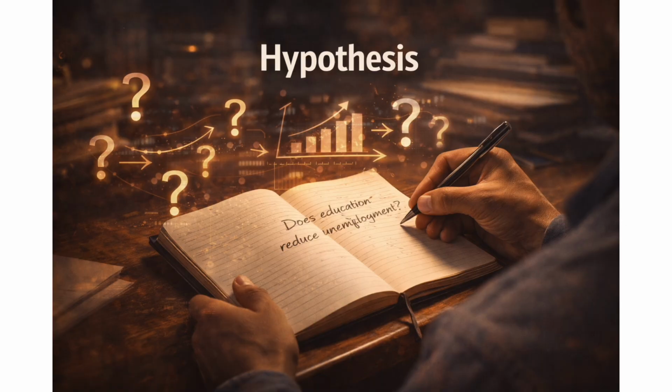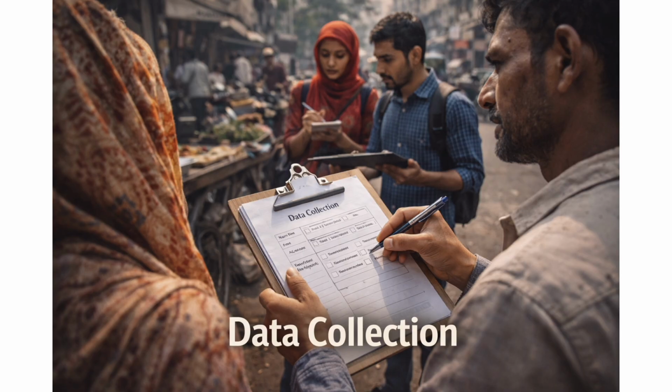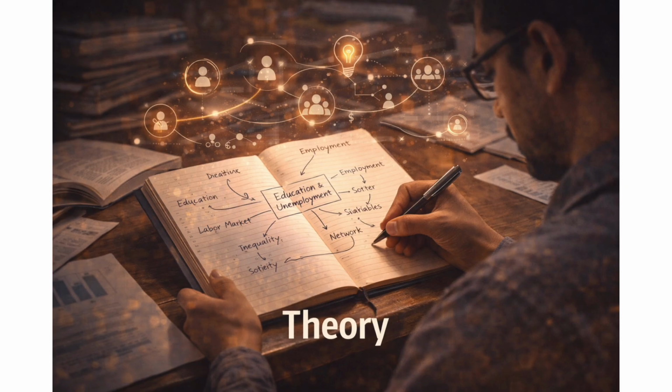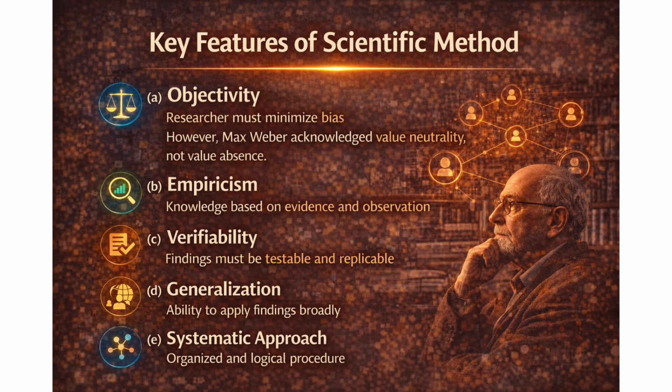Step 3. Data collection. Methods include surveys, interviews, observation, experiments, limited in social science. Step 4. Analysis. Statistical analysis, quantitative. Thematic interpretation, qualitative. Step 5. Conclusion and theory building. Accept or reject hypothesis. Build generalizations.